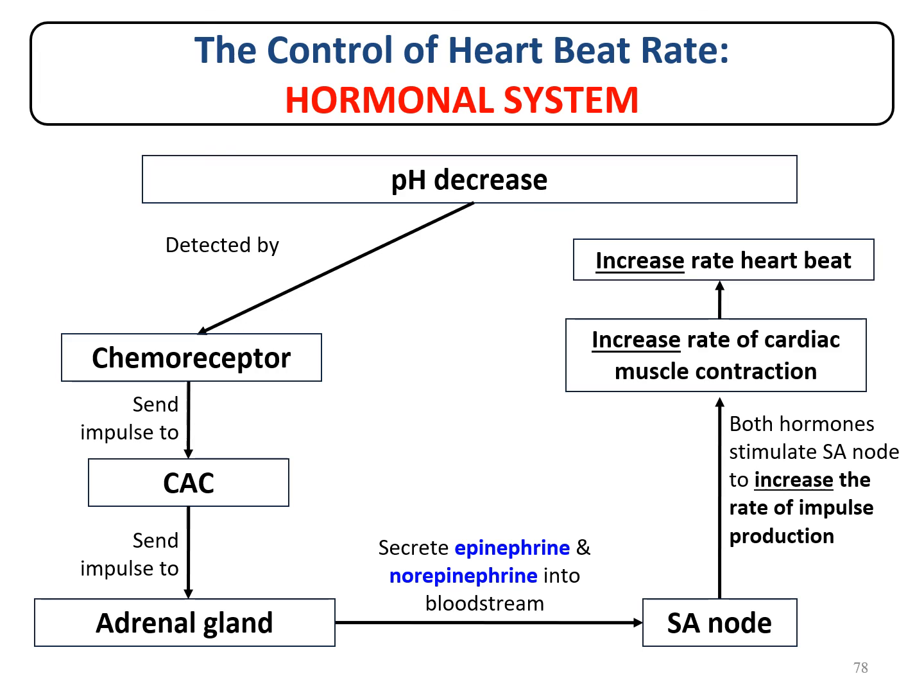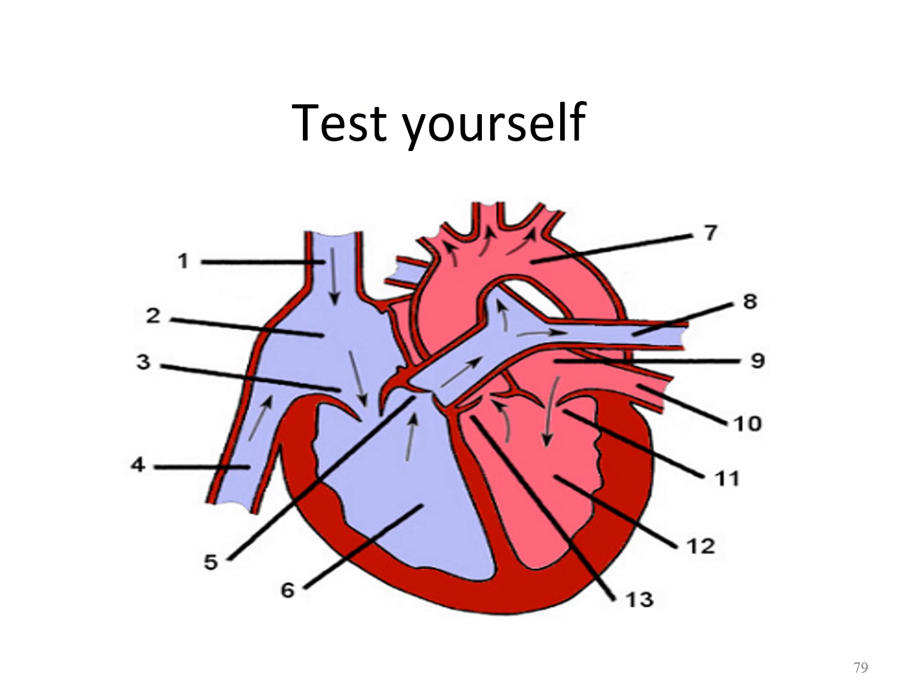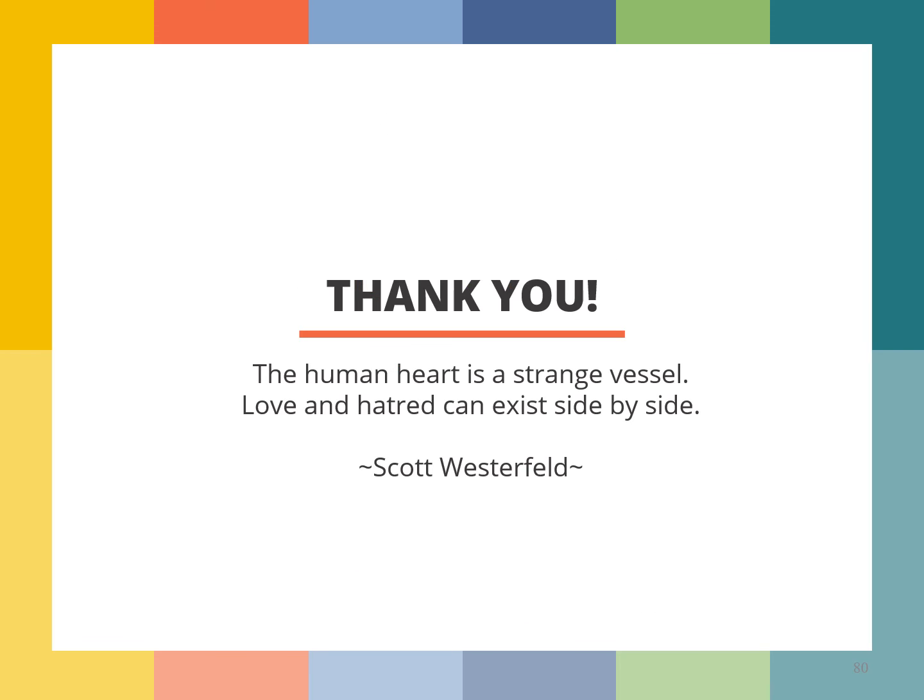The same goes for pH. When pH decreases, the chemoreceptor will send an impulse to the CAC telling that pH has decreased. Then the CAC will send an impulse to the adrenal gland. Then the adrenal gland will secrete more epinephrine and norepinephrine into the bloodstream. So the SA node will detect the presence of epinephrine and norepinephrine, and thus it will increase the rate of impulse production. Okay, thank you.